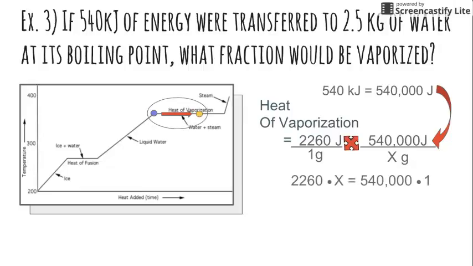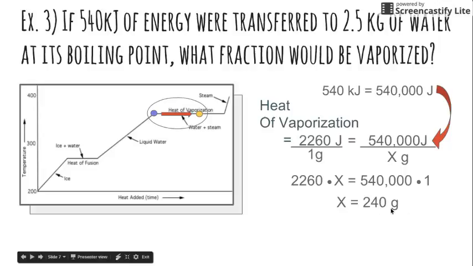And by doing this, we come up with an equation like this, which we'll have to do some more dividing. So if you take 540,000 and divide it by 2,260, you're going to end up with 240 grams, which ultimately means that this amount is being vaporized. However, it wants to know what fraction out of 2.5 kilograms is actually being vaporized. So in this case, this is in kilos again. So if you have kilos, times by 1,000, or add some zeros, and you will get your grams.